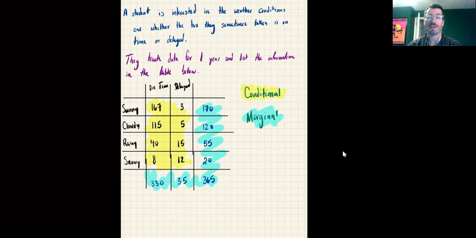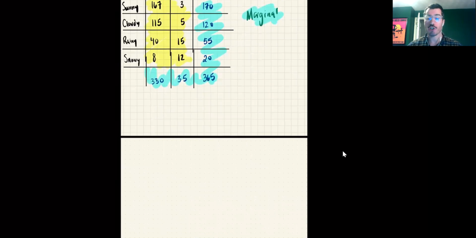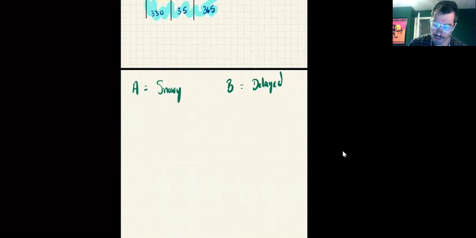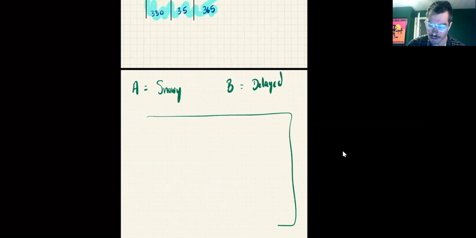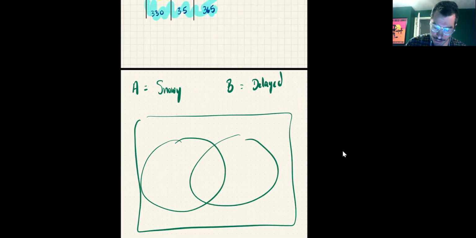So let's take a look at how we're going to translate this from a two-way table into a Venn diagram. In order to have a Venn diagram, we need to declare two events. So I'm going to let A be snowy, and I'm going to let B be delayed. So we have two events that we've declared. Now I'm going to take a look at a Venn diagram. I'm going to have event A, and I'm going to have event B.